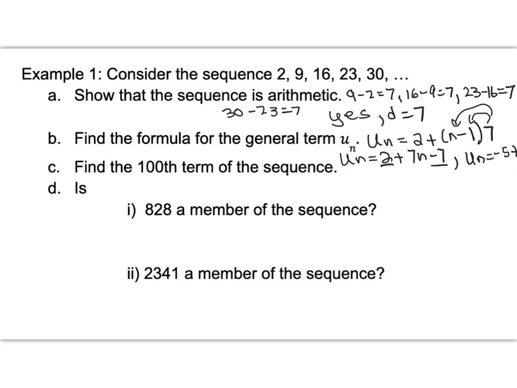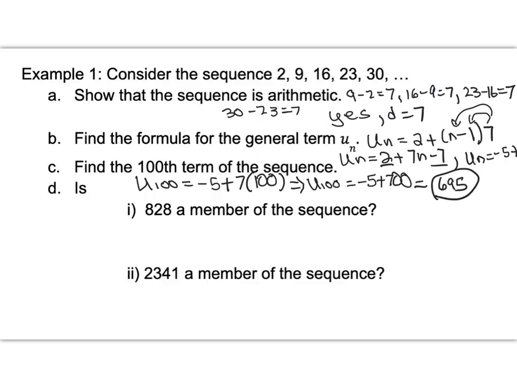Now, if I want to find the 100th term of the sequence, U100 is going to equal negative 5 plus 7, and where there's an n, I'm going to plug in 100. So I get U100 is equal to negative 5 plus 700, which when I combine those two, I get 695. So that is the 100th term of the sequence.